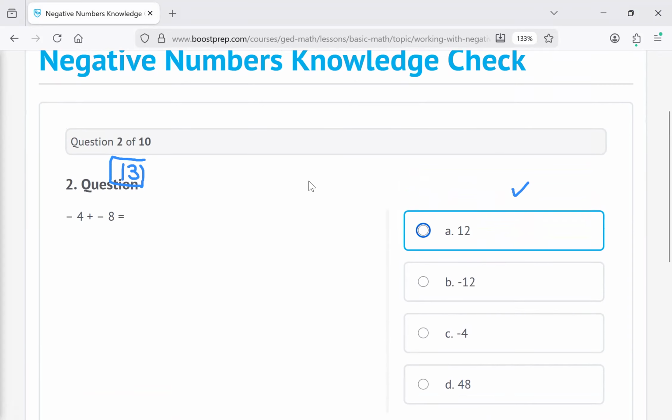Okay, so this one's a little bit trickier than the first one. So we have a -4 plus a -8. So you have to ask yourself, are we adding and subtracting negatives, or are we multiplying or dividing negatives? We are technically adding and subtracting negative numbers. So when you do this, you could use the money scenario. A -4 means you owe someone, and then you also have a -8.